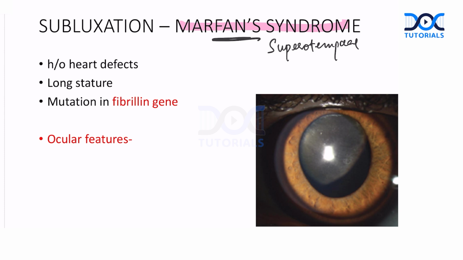Now can I say the zonules are weak here? So you can be asked the question in a twisted form. Most common location of zonular weakness in Marfans. So don't answer it is supratemporal. The zonules will be weakened on the opposite quadrant, isn't it? Now this doesn't mean that always it is supratemporal.